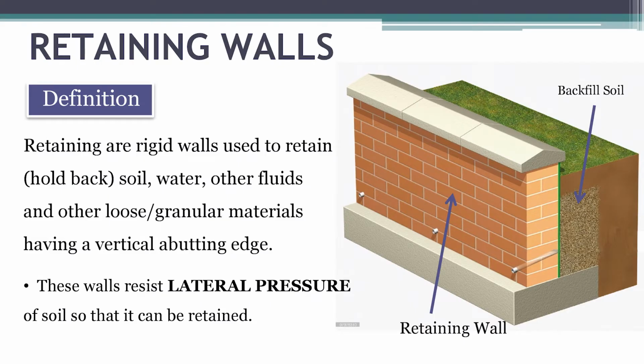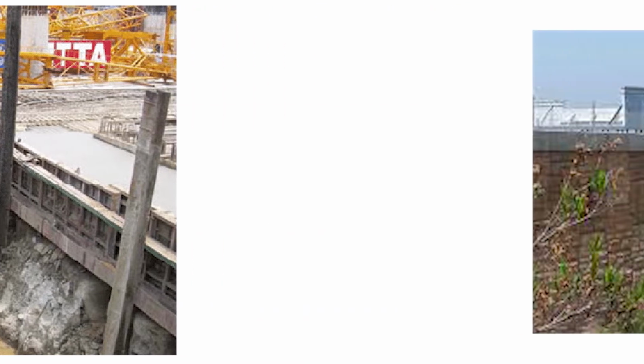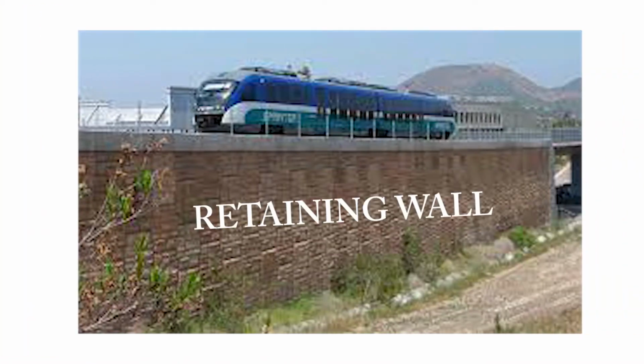Retaining walls are actually those rigid walls which are used to retain soil, water and other fluids or other loose granular materials having a vertical abutting edge. These materials like soil or water exert a horizontal lateral pressure on these walls, and these walls are constructed to resist this lateral pressure. For example, basement retaining walls of buildings must retain the soil surrounding the structure. Similarly, in highway or railway bridges, embankments must be retained vertically.